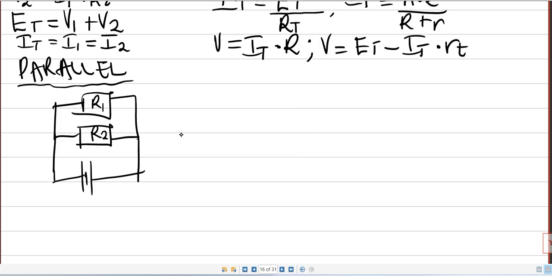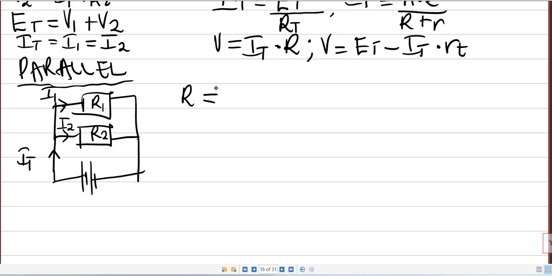Let's go back to the parallel circuit. For a parallel circuit, current is not the same. It separates, it divides. The current which passes through R1, we express as I1. The one passing through R2 is I2. The one coming from the supply is our I total.